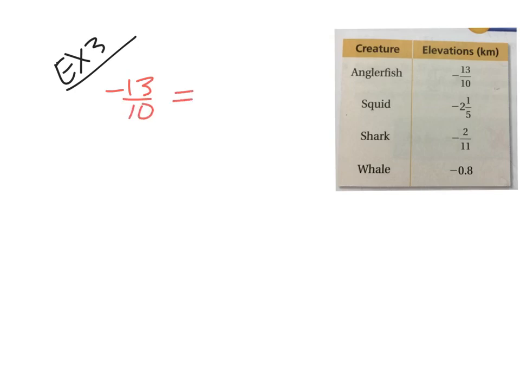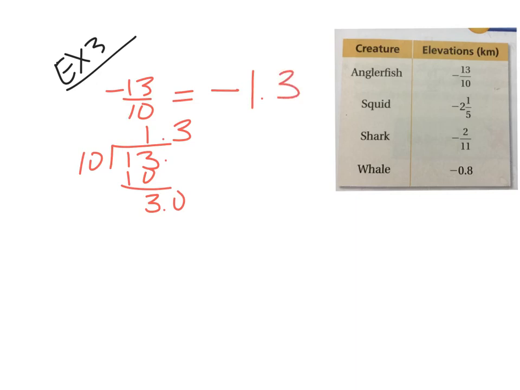How do I make that a decimal? Divide 10 into 13. It's going to be negative what? 10 goes into 13 one time. Then 10 goes into 30 three times. So negative 1.3. So anglerfish is negative 1.3.